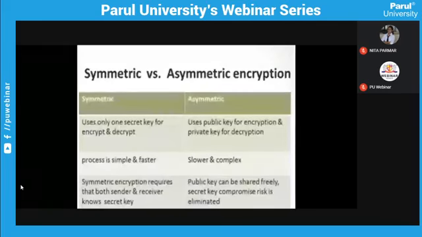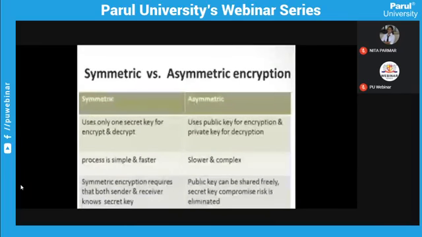That's why the concept of asymmetric encryption was carried out. In asymmetric encryption, the public key can be shared with everyone, because despite knowing anyone's public key, we cannot deduce what the actual message is. So if we have the ciphertext and the public key, we cannot decrypt the message because we do not have the private key.